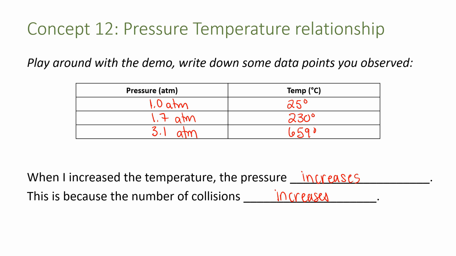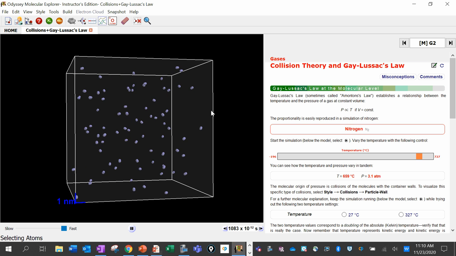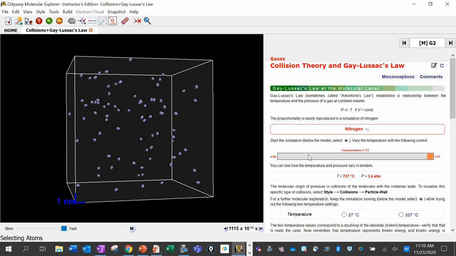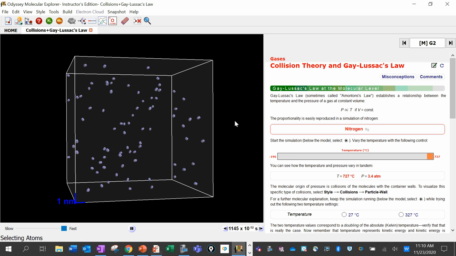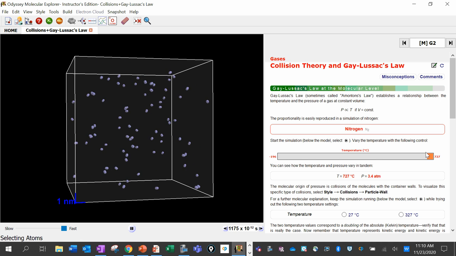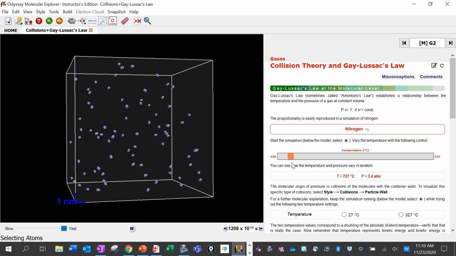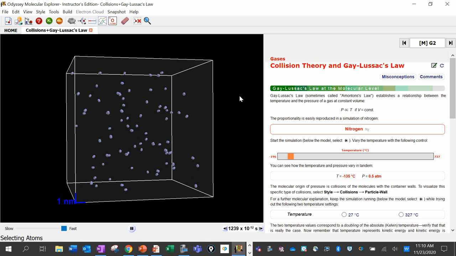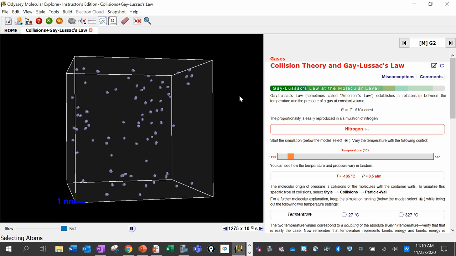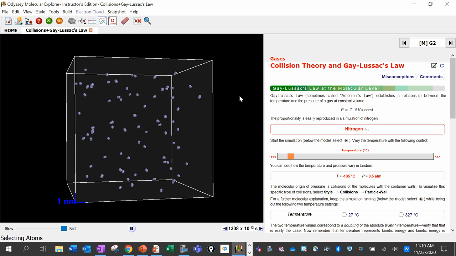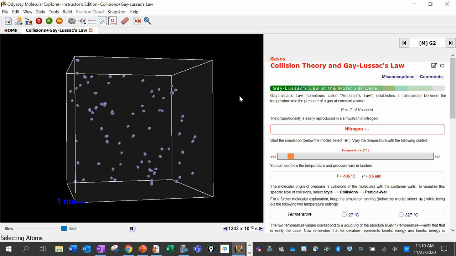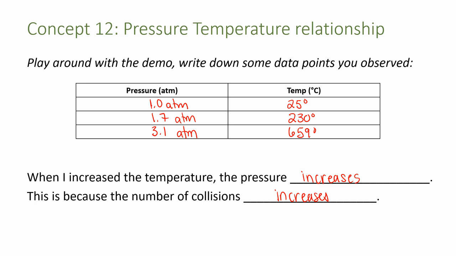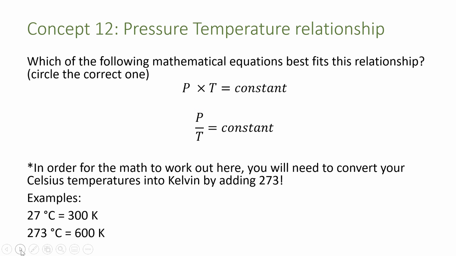I didn't really focus on that in the picture. Notice at these really high temperatures, the molecules are moving around faster, so they're bumping into the walls more frequently. If you lower the temperature, the molecules move a lot slower, so they're not colliding as often, and that is why the pressure is lower. Okay, so this looks like a direct relationship, and you can figure this out.